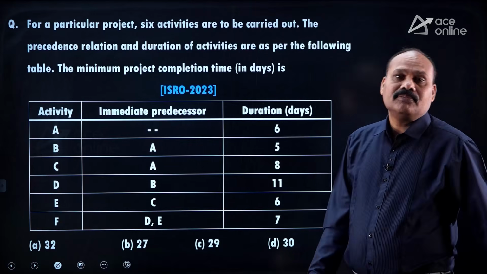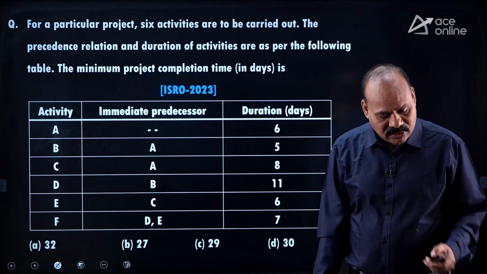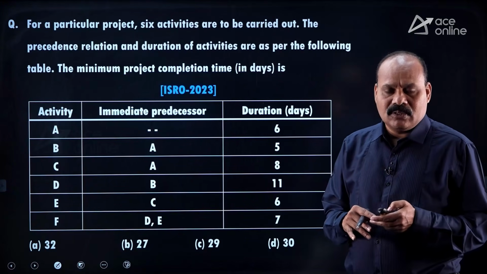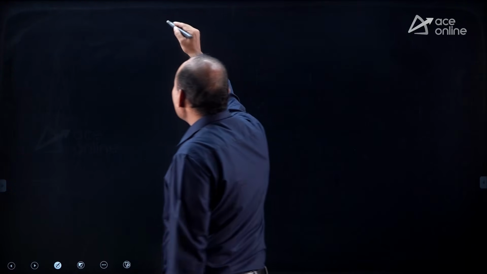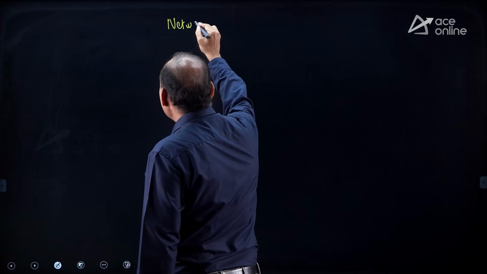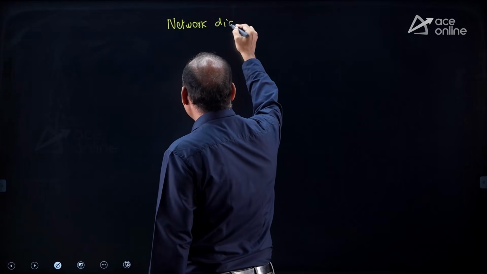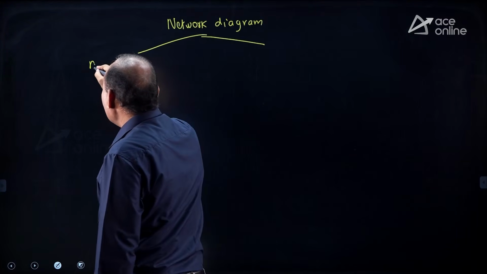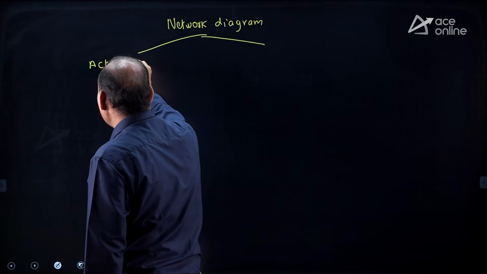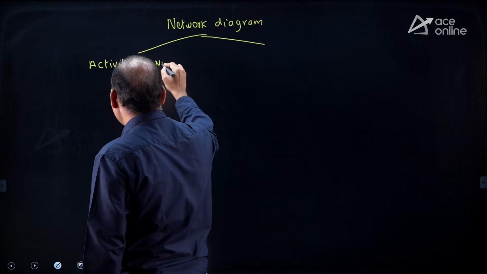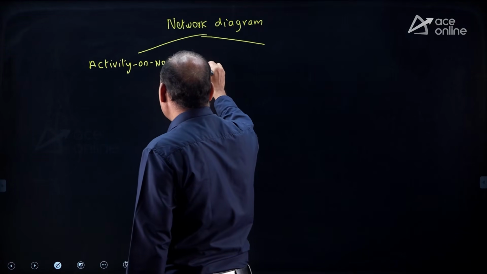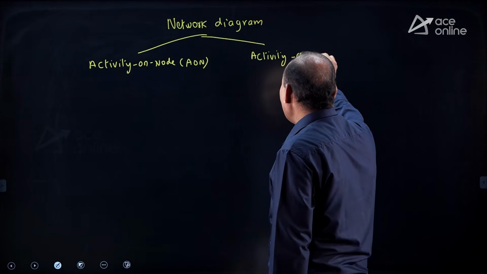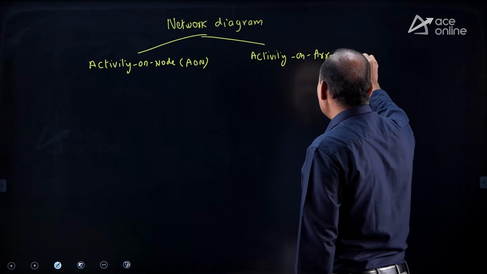Next, diagrams. In examinations, diagrams are generally given. In case of a network diagram, there are two approaches. When you are solving any problem, two types of diagram you will generally get: activity on node, AON, and activity on arrow, AOA.